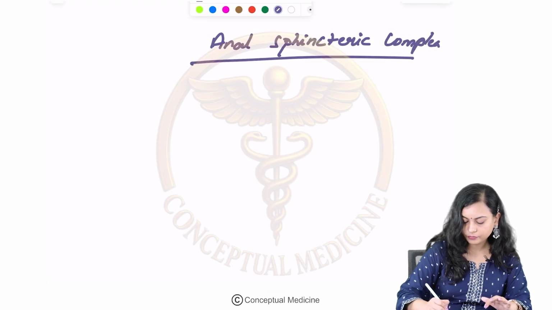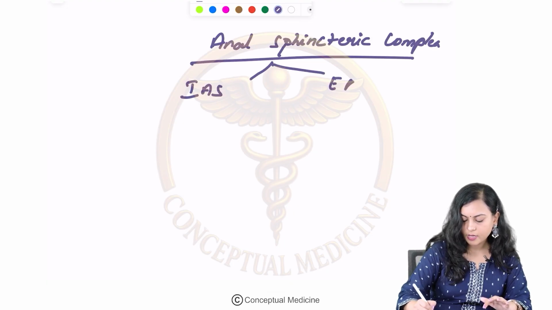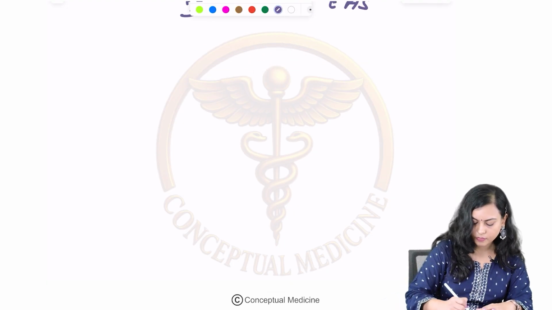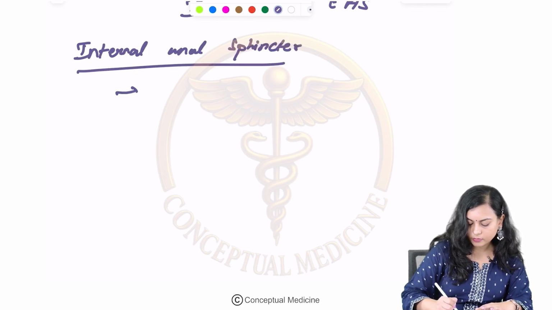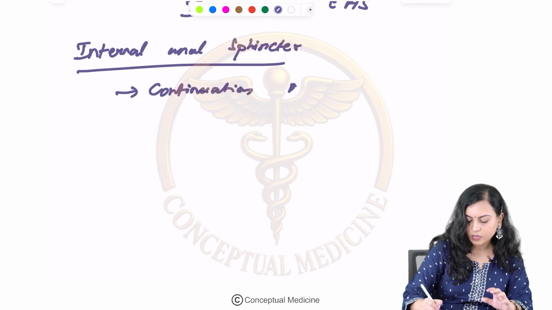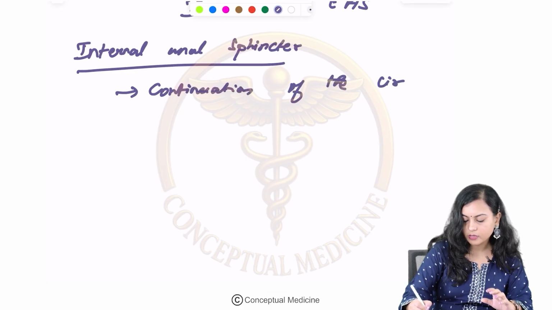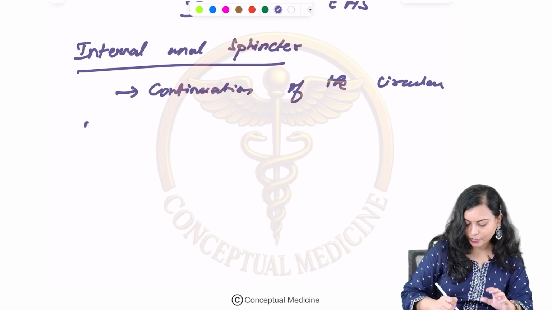You have internal anal sphincter and external anal sphincter. Internal anal sphincter is nothing but the continuation of the circular muscles of the rectum.